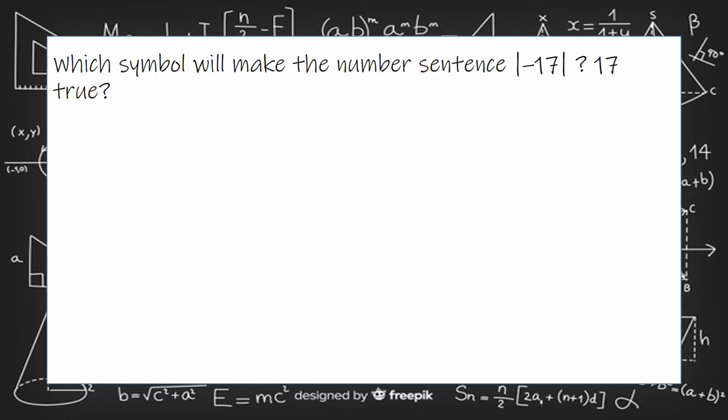What symbol would make the number sentence true? The absolute value of negative 17 and 17. When you take the absolute value of anything, that means how many jumps is it away from 0? So the absolute value of anything is the positive of that number. If it's negative 17, it's going to be positive 17. If it's positive 432, it'll be positive 432.